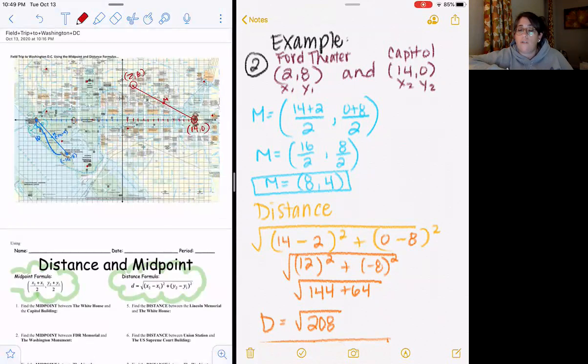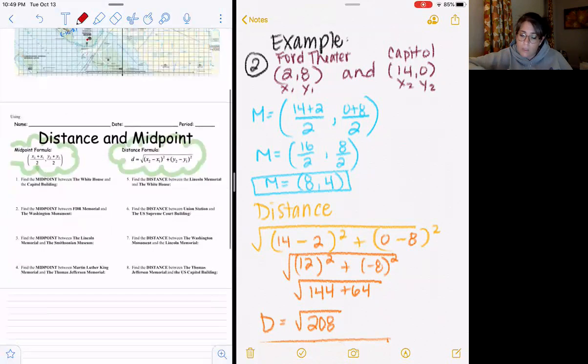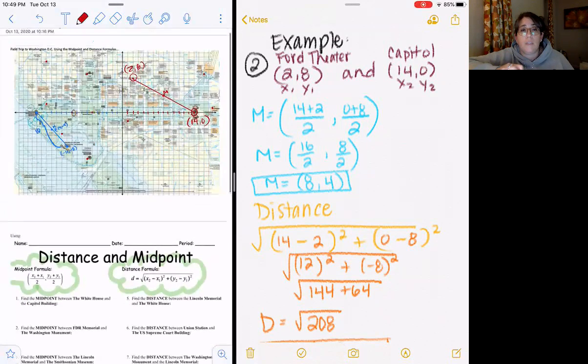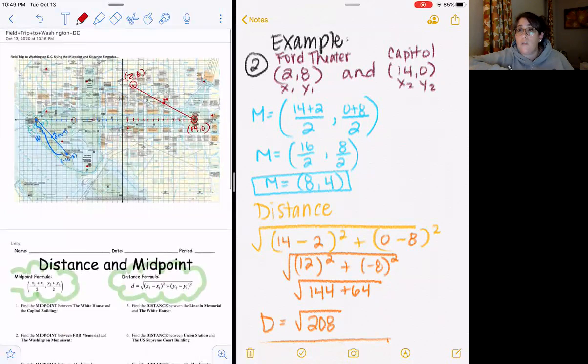All right, so you're going to find the distance between all these points, these 8 problems, and you're going to enjoy going around with me tomorrow. So hopefully you guys get to see some of these places, and I will see you then.